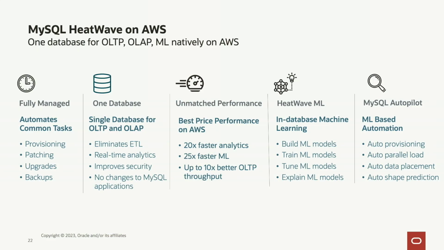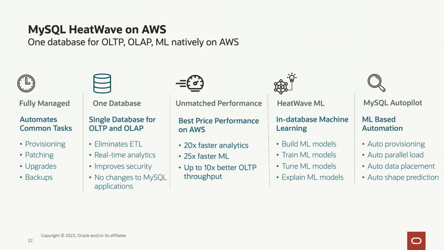Just in summary, we offer HeatWave on AWS as a native service on AWS. We want to provide a native experience for our AWS customers so that they can get low network latency, eliminate or minimize the egress cost from AWS, and get an integrated experience with their AWS database services. But overall, with HeatWave as a whole, we want to provide a single, fully managed service for OLTP, OLAP, and machine learning.